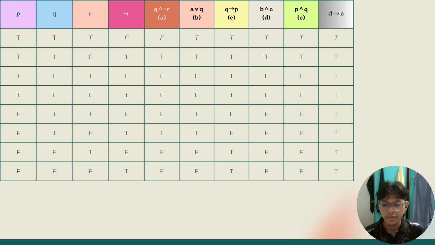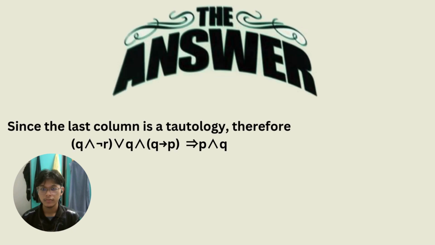And lastly, we will solve D implies E and look at columns D and E. So the output values are TT, TT, TT, and TT. So all the output values are true. Since the last column is a tautology, therefore Q and not R, or Q, and Q implies P logically implies P and Q.